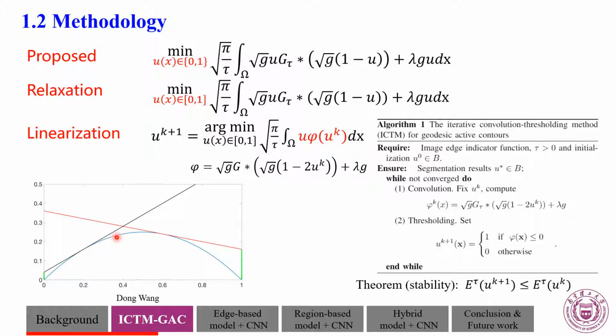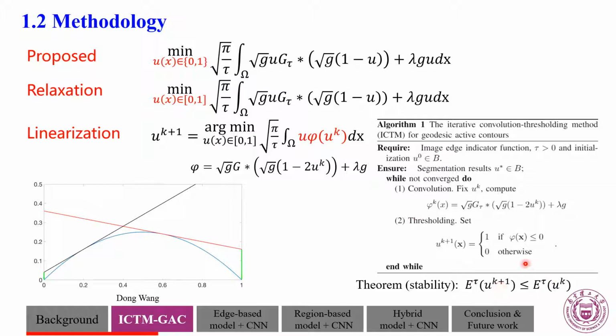So we minimize the linearized functional based on the sequential linear program, because the minimizer of the linearized functional can give a smaller value in the energy functional. Finally, the derived algorithm only has two main operations: convolution and thresholding. We termed it the iterative convolution thresholding method.